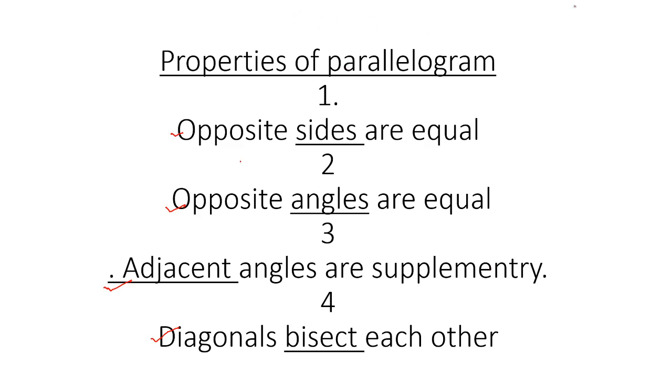Opposite sides of a parallelogram are equal. This is the property based on the sides. Opposite angles of the parallelogram are equal and adjacent angles are supplementary. That means the sum of the adjacent angles is 180 degrees, and the diagonals bisect each other. All these properties we have already proved.